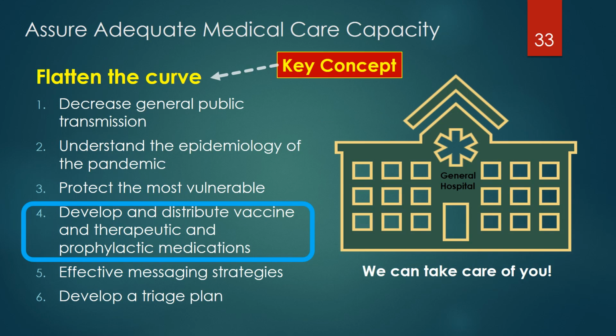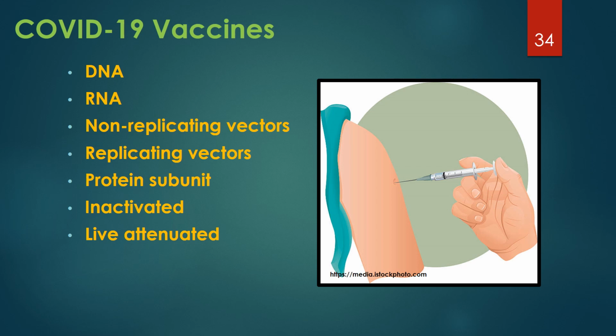Let's now discuss the development and distribution of vaccines, therapeutic, and prophylactic medications. Vaccine developers used multiple approaches to develop COVID-19 vaccines, including DNA, RNA, non-replicating vectors, protein subunits, inactivated, and live attenuated vaccines. We will discuss the major vaccines that have been approved by the United States Food and Drug Administration, FDA, and the CDC Advisory Committee on Immunization Practices, ACIP.